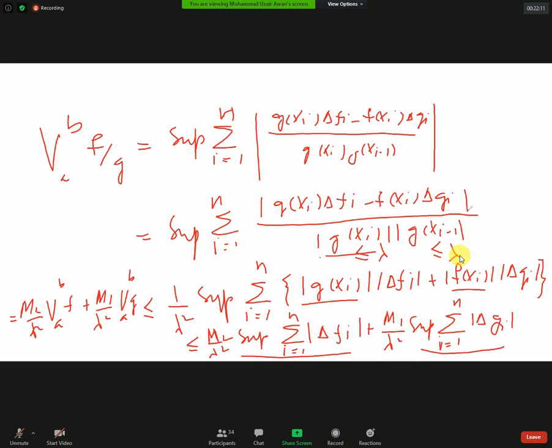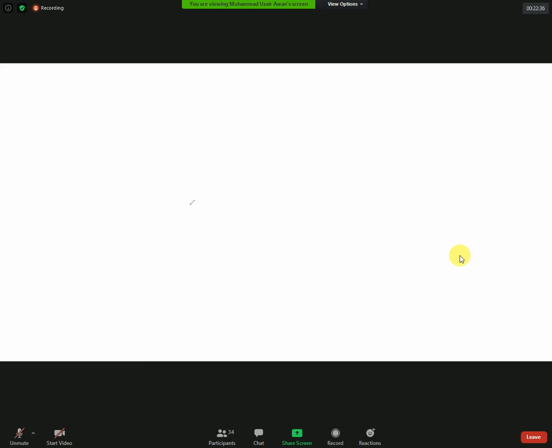ठीक हो गया. So total variation of f and total variation of g both are finite quantities. So this means that this whole quantity is finite. So this implies that total variation of f over g is less or equal to a finite quantity. This means that f over g is also a function of bounded variations. This completes the proof.